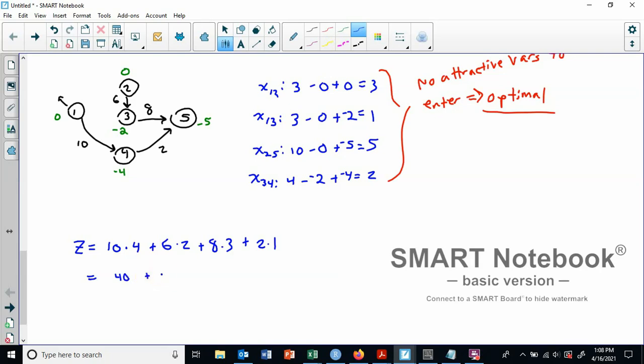What is that? 40 plus 12 plus 24 plus 2. What's that? 52 plus 26. 78 is the objective function value. And these are your optimal flows.